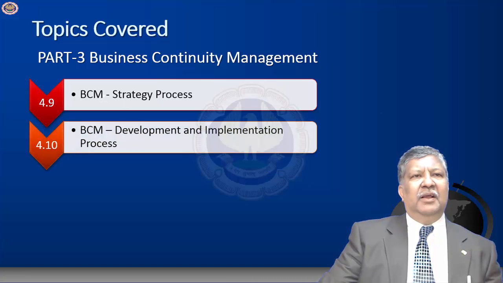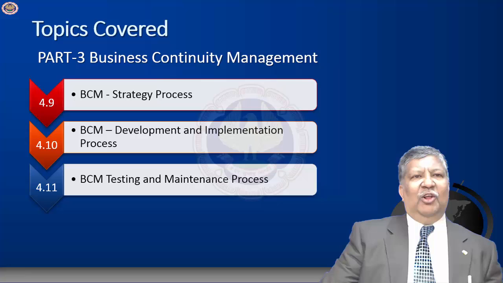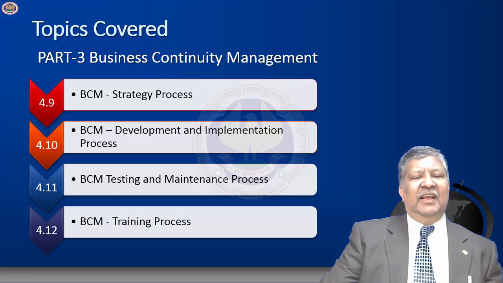We said BCM, in distinction with BCP, is focused on the management of BCP at a strategy level, which means we are looking at the enterprise level, how business continuity planning is going to be implemented, and that is called BCM. We look at the strategy process. We'll also look at how BCM could be developed, in terms of the development and implementation process. We'll also look at the testing and maintenance phase and the training phase required for BCM.